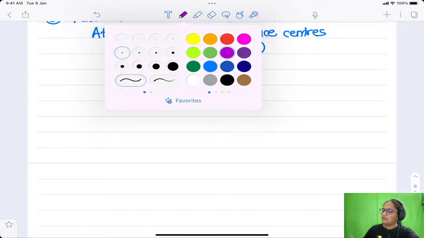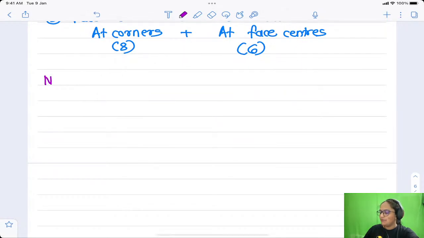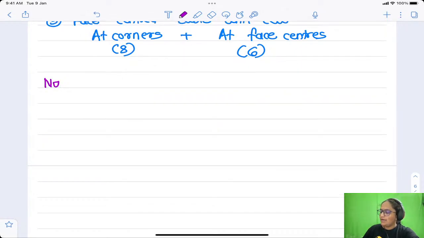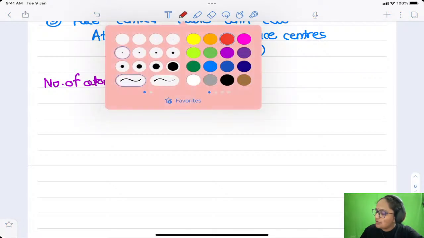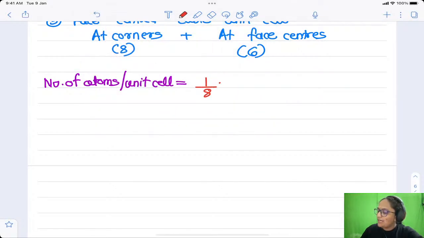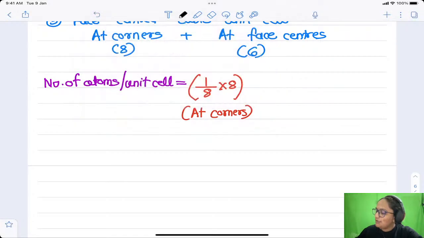I am going to use the same formula again. The number of atoms per unit cell, I will not write the formula again, will be equal to, first for the corner: the contribution is 1 by 8, the number of atoms is 8, and I put it in a bracket. This is for atoms at the corner, 8 corners are there. Plus now, for atoms at the face center, the contribution is 1 by 2, you and your neighbor. The total number of atoms is 6.